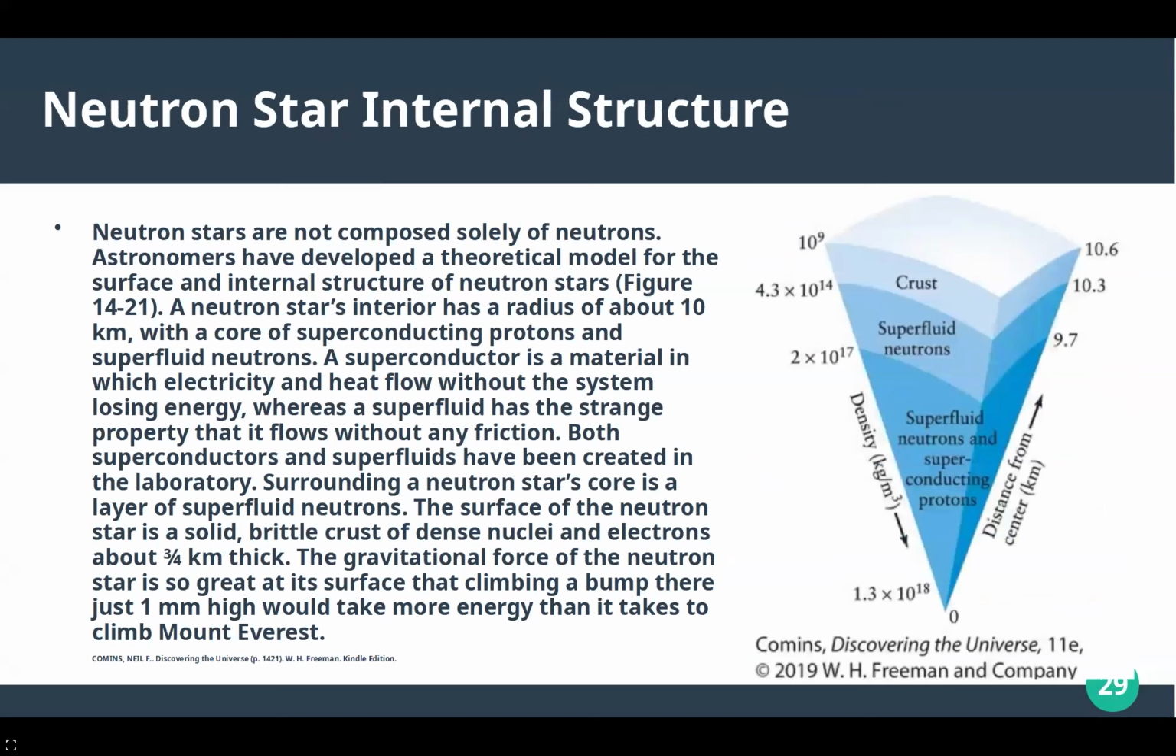Surrounding the neutron star's core is a layer of superfluid neutrons. The surface of the neutron star is a solid, brittle crust of dense nuclei and electrons about 3/4 of a kilometer thick. The gravitational force of the neutron star is so great at its surface that climbing a bump there just 1 millimeter high would take more energy than it takes to climb Mount Everest.